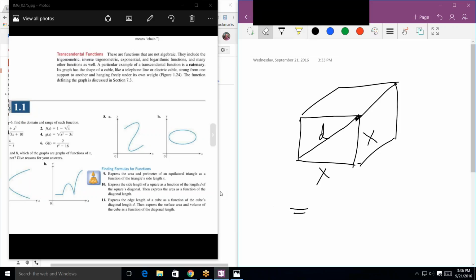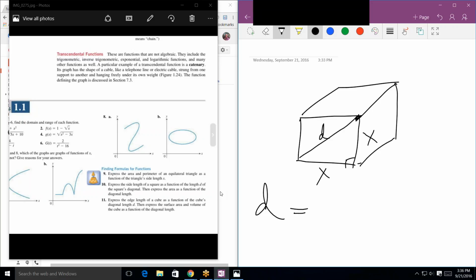Would it be half of x? No, what we have is a right angle. So we have a right triangle. So use the Pythagorean theorem to solve for d. Okay, so a squared plus b squared equals c squared. So x squared plus x squared equals d squared.